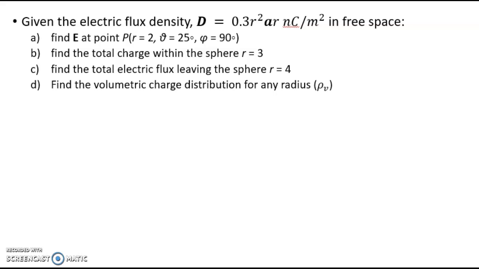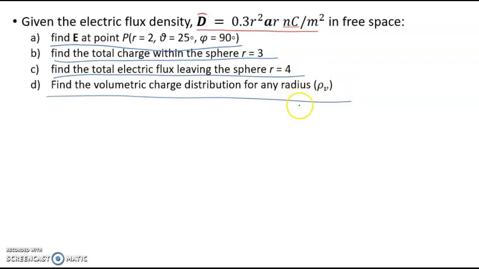Let's analyze another problem where we are given an electric flux density D of 0.3 r² in the a_r direction, in nanocoulombs per square meter, in free space, and we are asked to obtain four different things. First, the electric field intensity at a given point; the total charge within the sphere of radius equal to 3; the total electric flux leaving the sphere of radius equal to 4; and the volumetric charge distribution ρ_v at any radius. So let's get started with the first part.